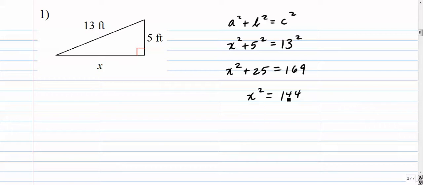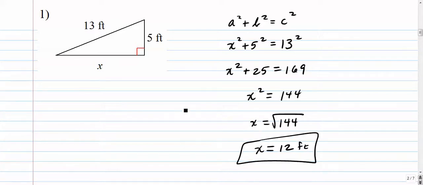So x times x is 144. To get rid of that square, you do the inverse of it, which is a square root, and we're taking the principal root here only, so x is 12 feet. So x is 12 feet right in here. Alright, and that makes what we call a Pythagorean triple, 5, 12, 13. Those are all integers that work inside the theorem.